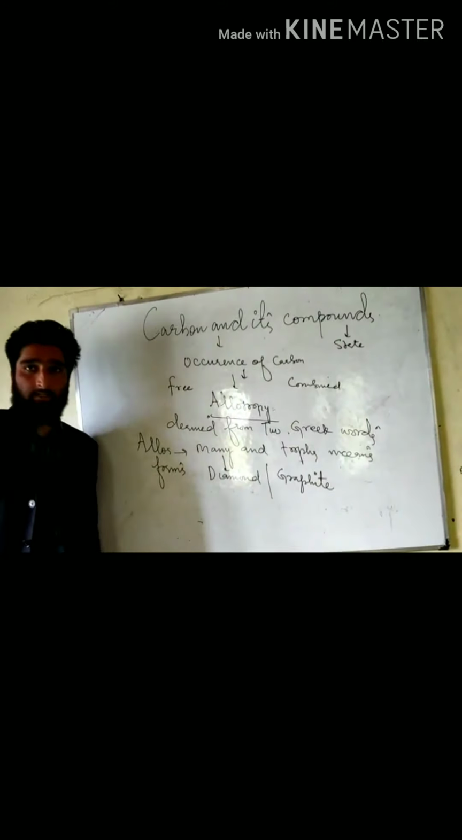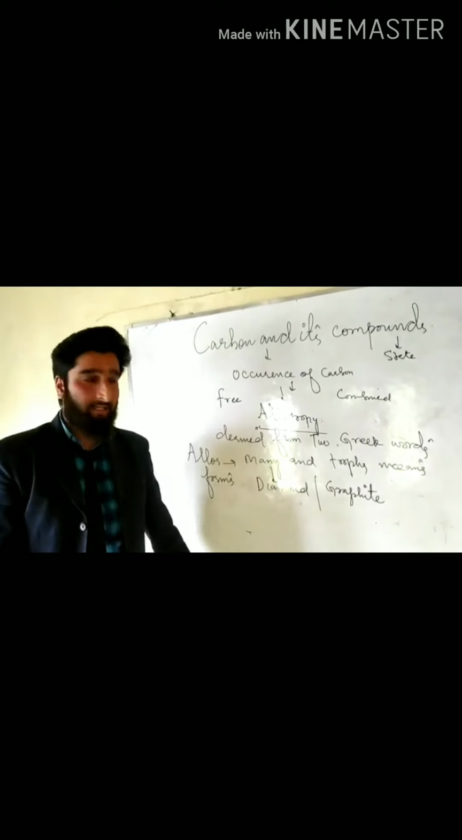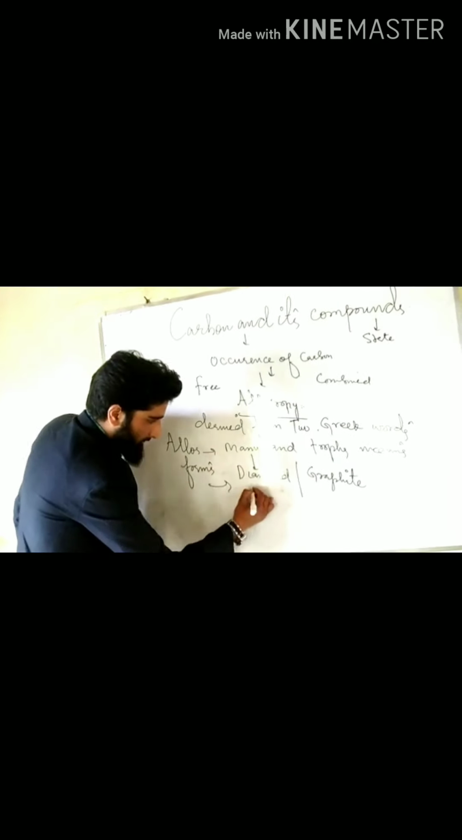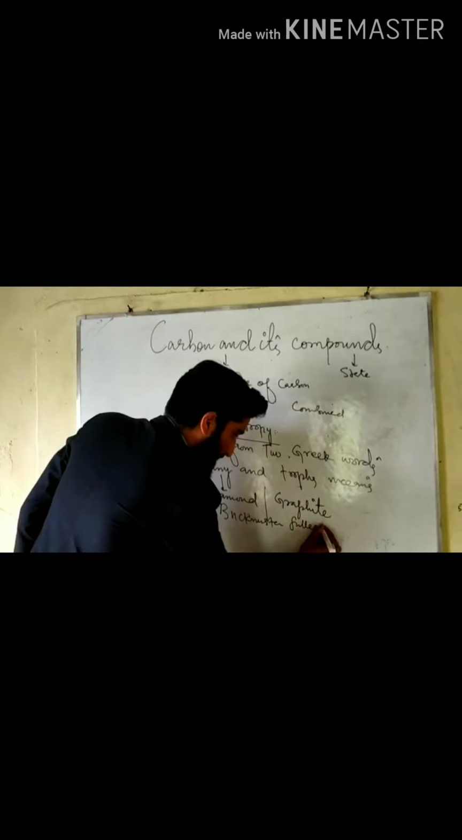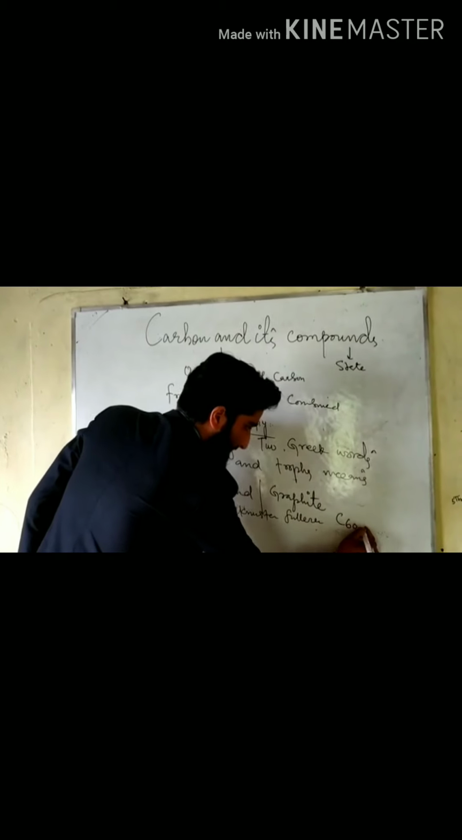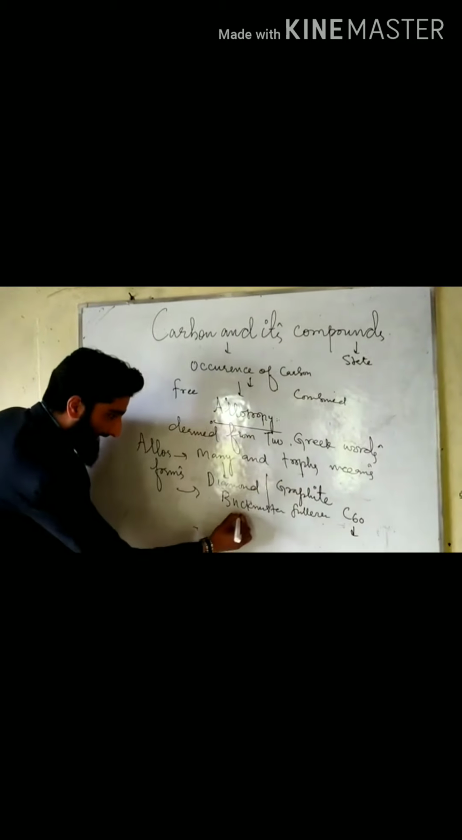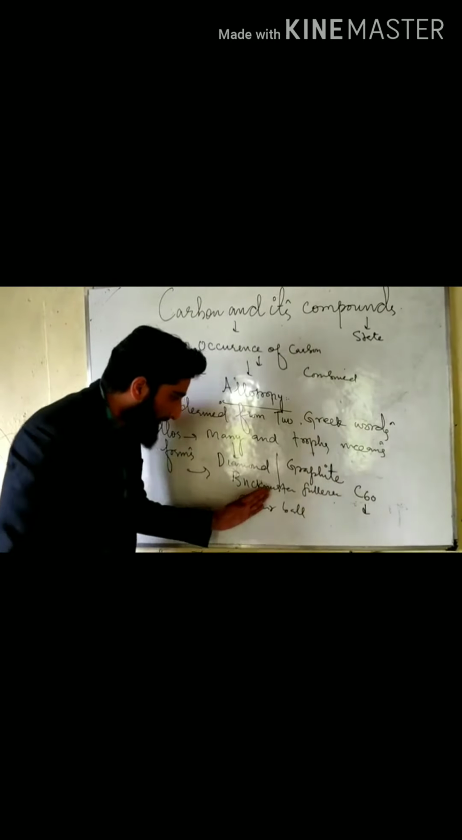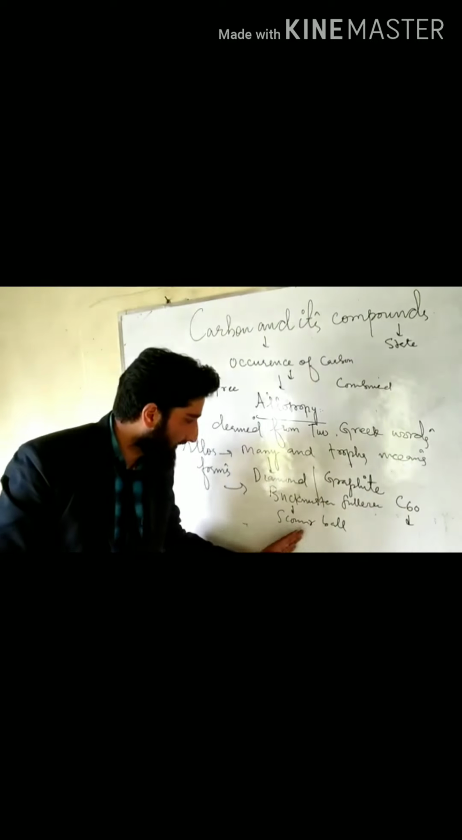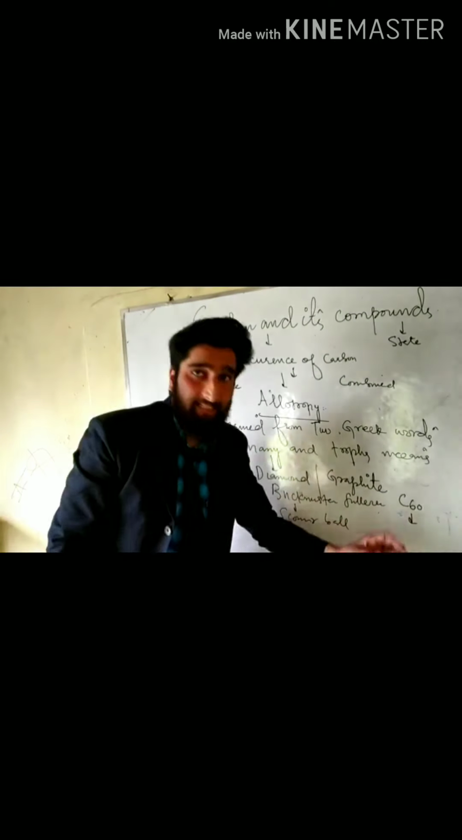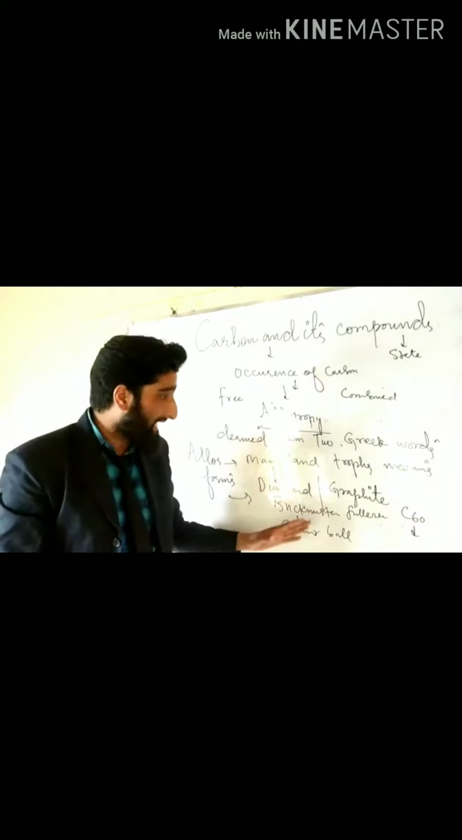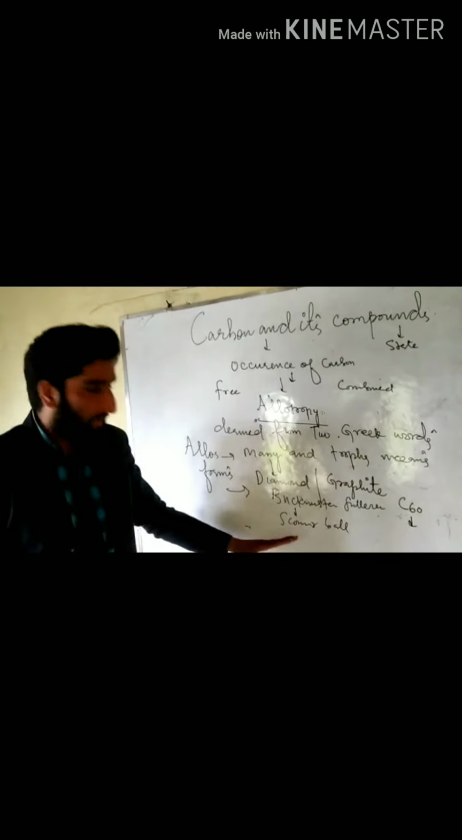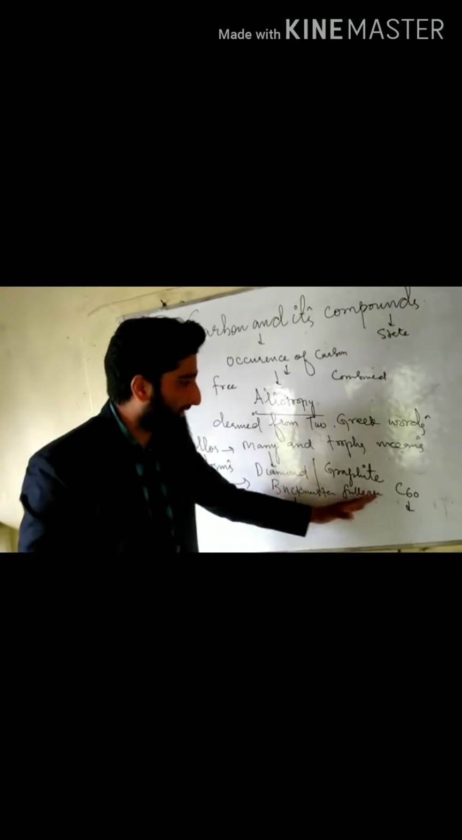One more allotrope of carbon has been discovered recently, namely Buckminster fullerene, C60, also called the soccer ball, because the structure of the Buckminster fullerene resembles a soccer ball. As many as 60 carbon atoms are joined together and they give a definite structure. That definite structure is known as Buckminster fullerene.